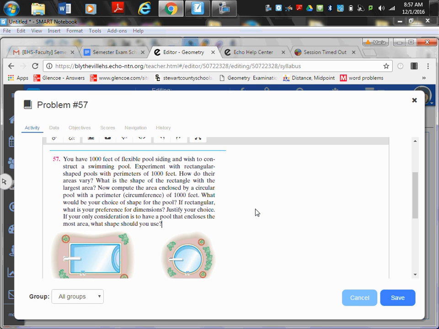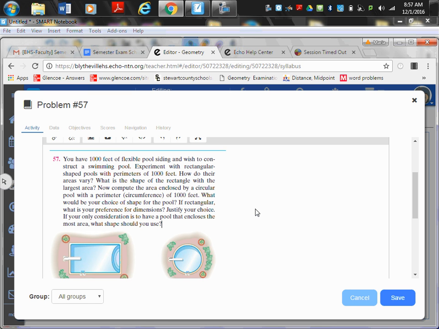You have one problem for homework for your assignment today. One problem. It says, you have 1,000 feet of flexible pool siding and wish to construct a swimming pool. Experiment with rectangular shaped pools that have a perimeter of 1,000 feet. How do their areas vary? What is the shape of the rectangle with the largest area?